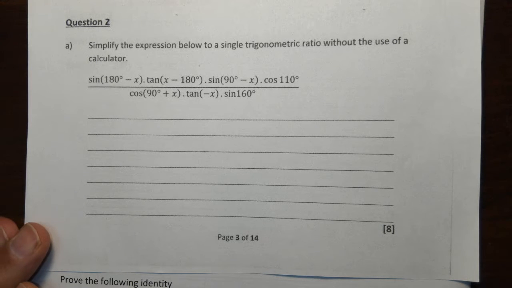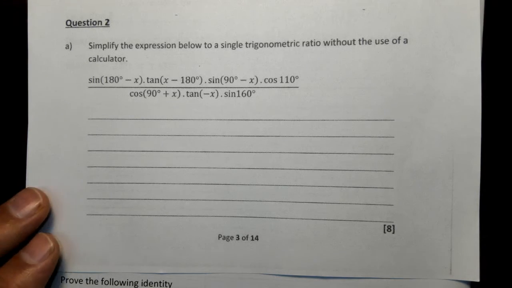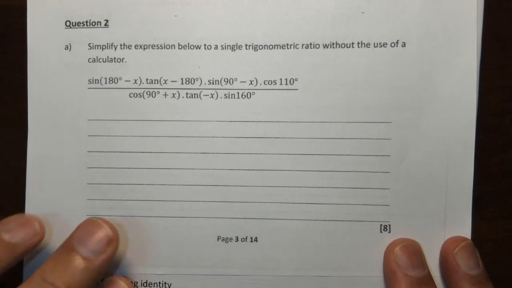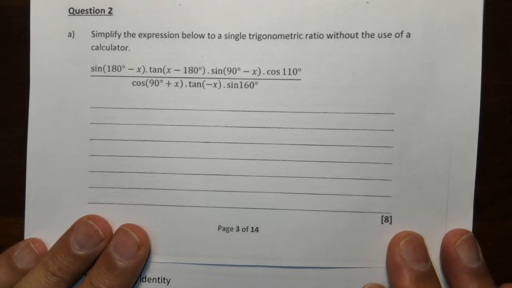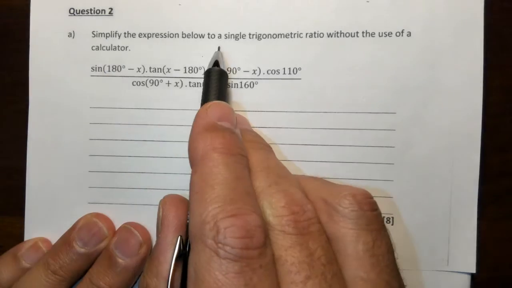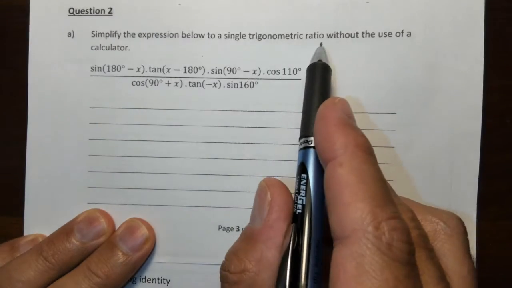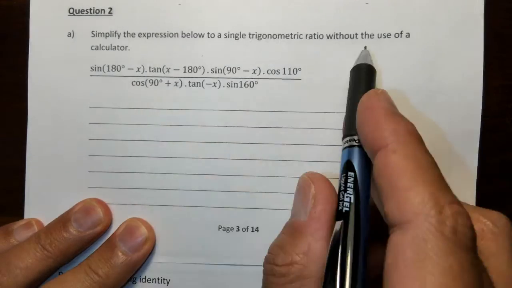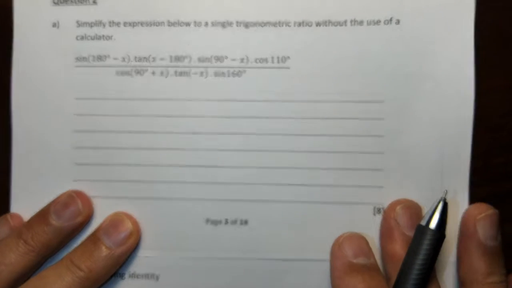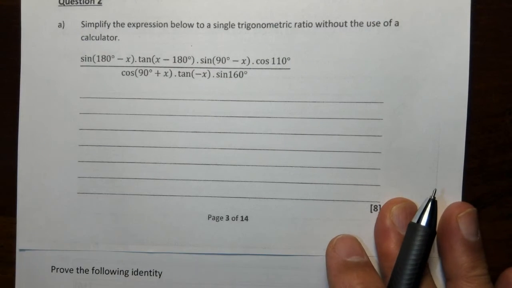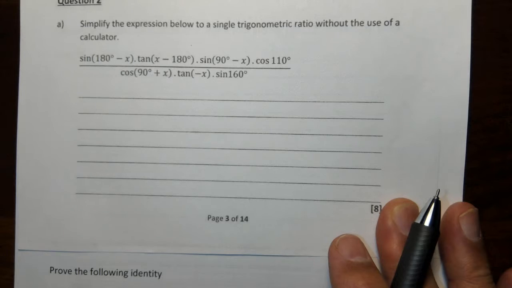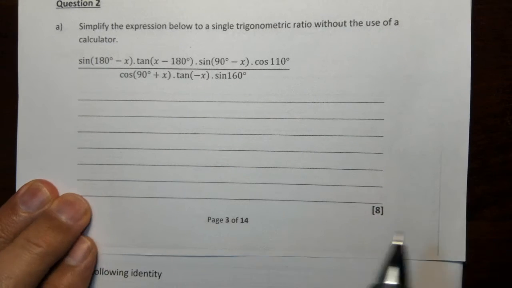Okay folks, the next three questions, question 2, 3 and 4, dealt with trigonometry. Let's not waste time, let's look at question 2. It says simplify the expression below to a single trig ratio without the use of a calculator. So clearly you've got to use your reduction rules. So let's have a look.